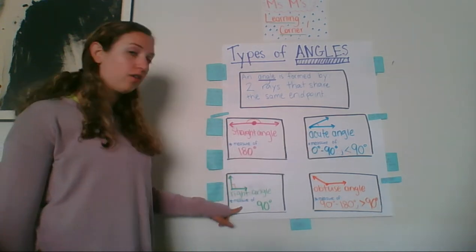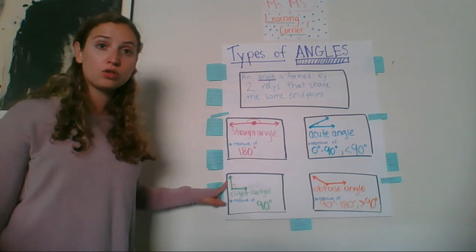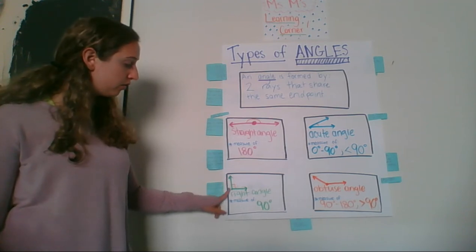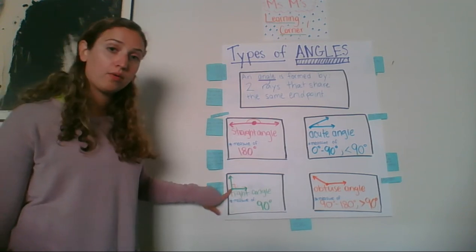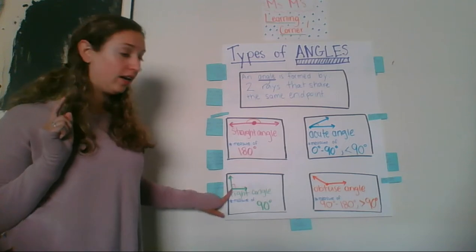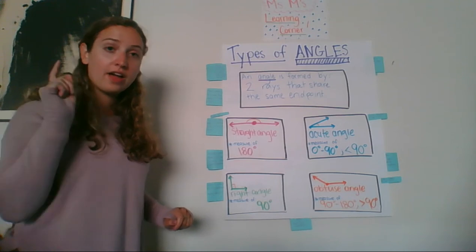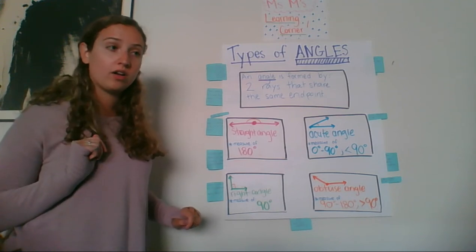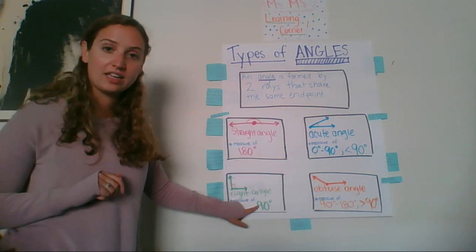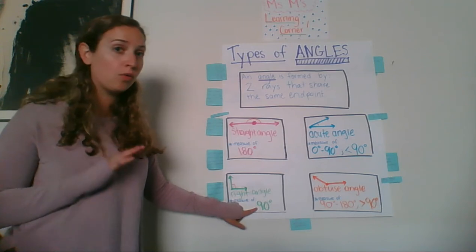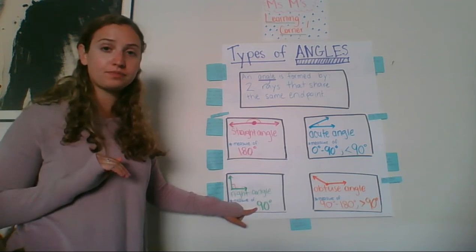Next, we have our right angle. Again, we still have those two rays that are sharing our same endpoint, so ray 1, ray 2, endpoint. And remember, in our right angles, you might see a little box in the angle, and that tells you right away that it is a right angle because it is exactly 90 degrees. No more, no less, exactly 90.